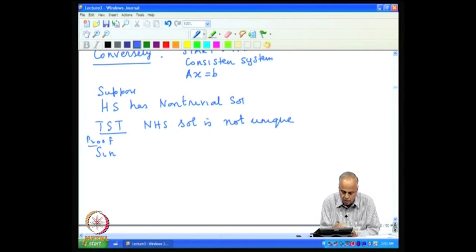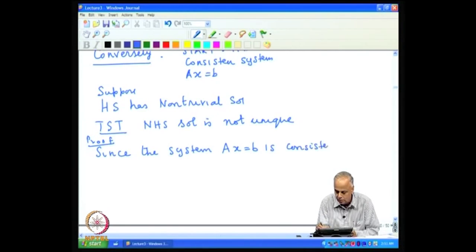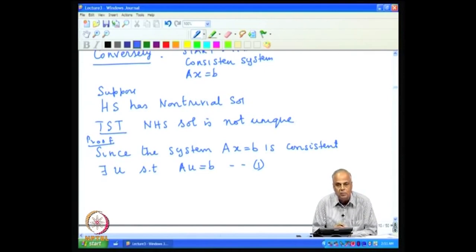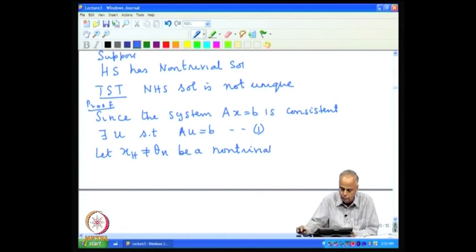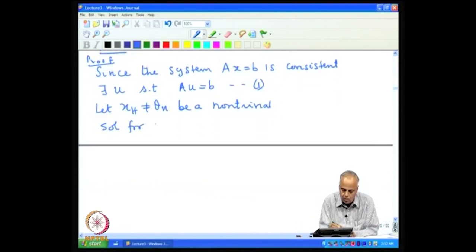The proof of that: since the system Ax equal to B is consistent, there exists a solution U such that AU equal to B. So, there exists a solution for the non-homogeneous system. That is our basic assumption, because we are assuming that the system is consistent. Now, we are further assuming that the homogeneous system has non-trivial solutions. So, let XH not equal to theta n be a non-trivial solution for the homogeneous system.